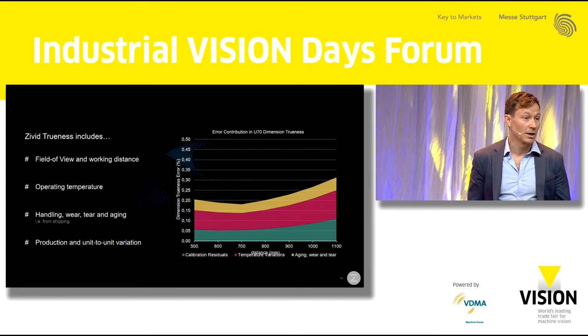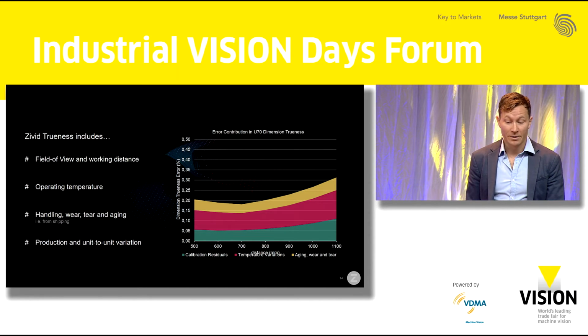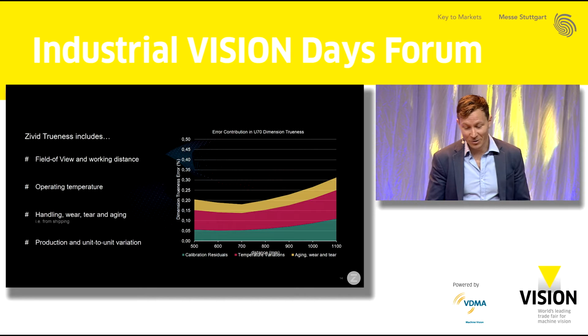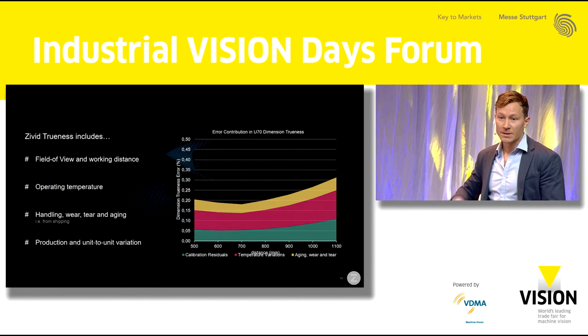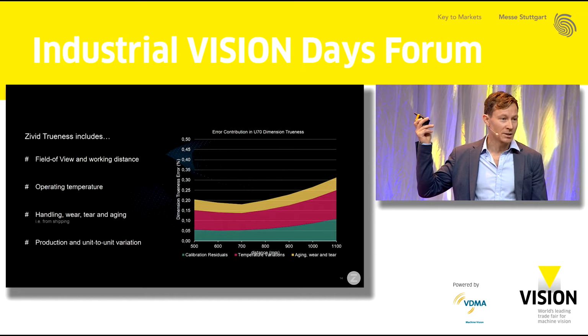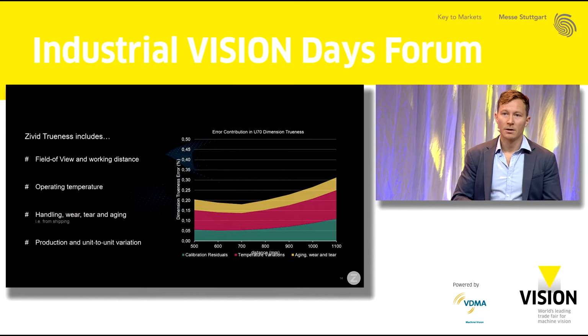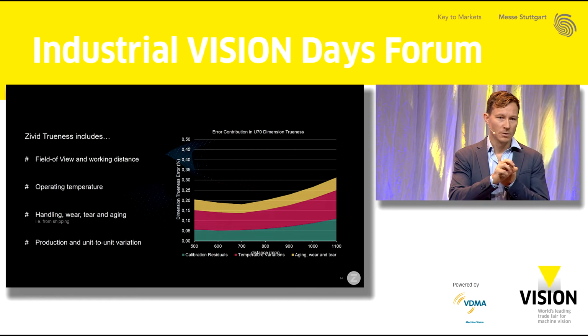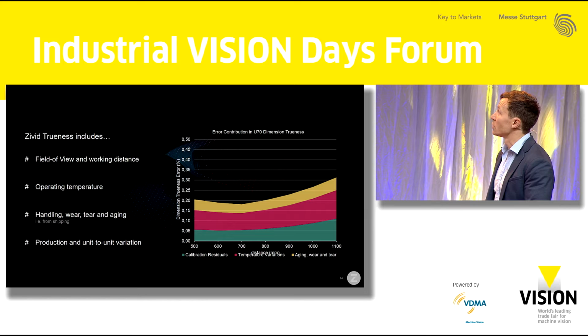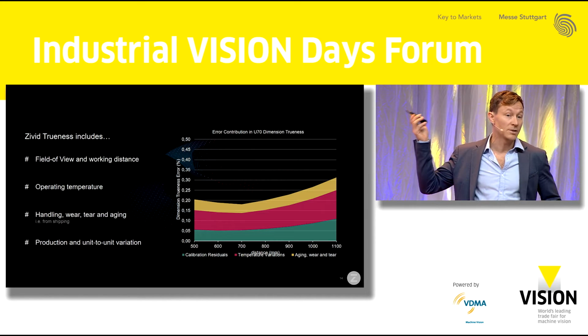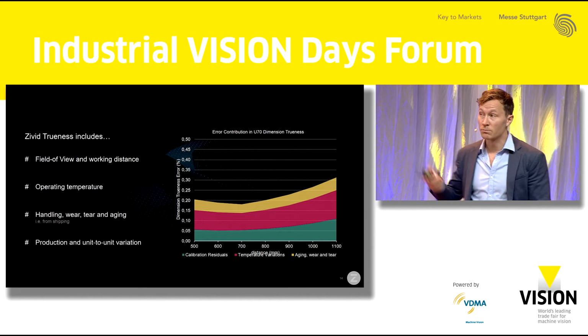Sounds pretty boring, and it really is, but yeah, we feel we have to do it. So basically what happens is that out of all these measurements, the numbers that pop up in our data sheets include statistical errors from field of view and working distance, basically the volume we're looking at, operating temperature, handling, wear and tear, aging, and production and unit-to-unit variation. A lot of these tests that we do, we test on every single unit that is going out.